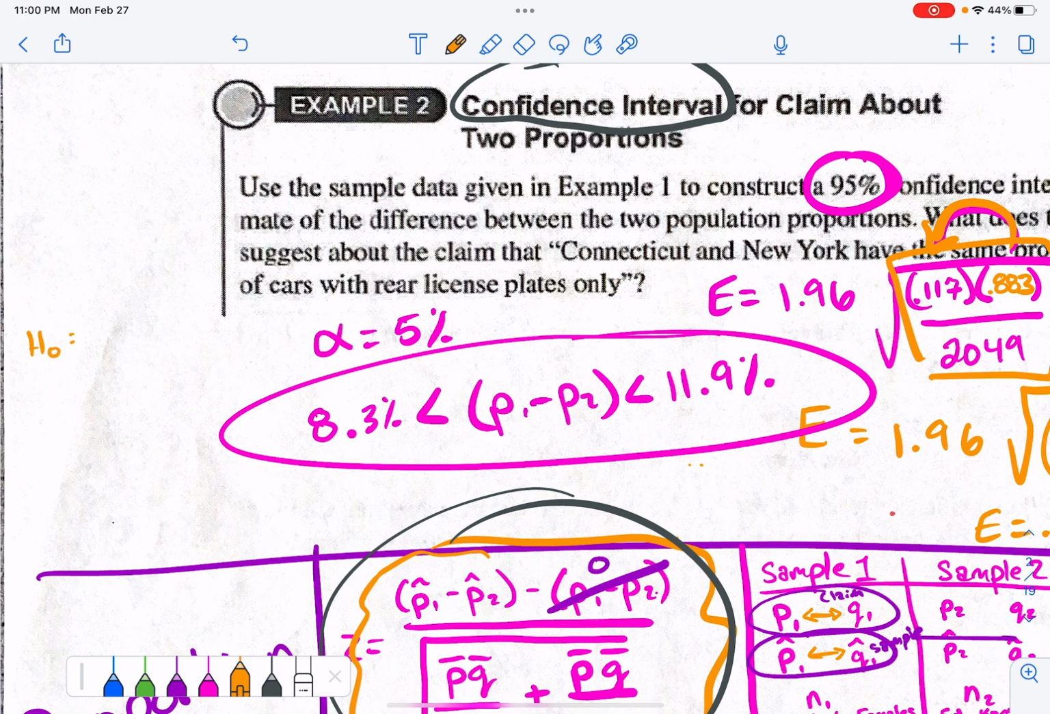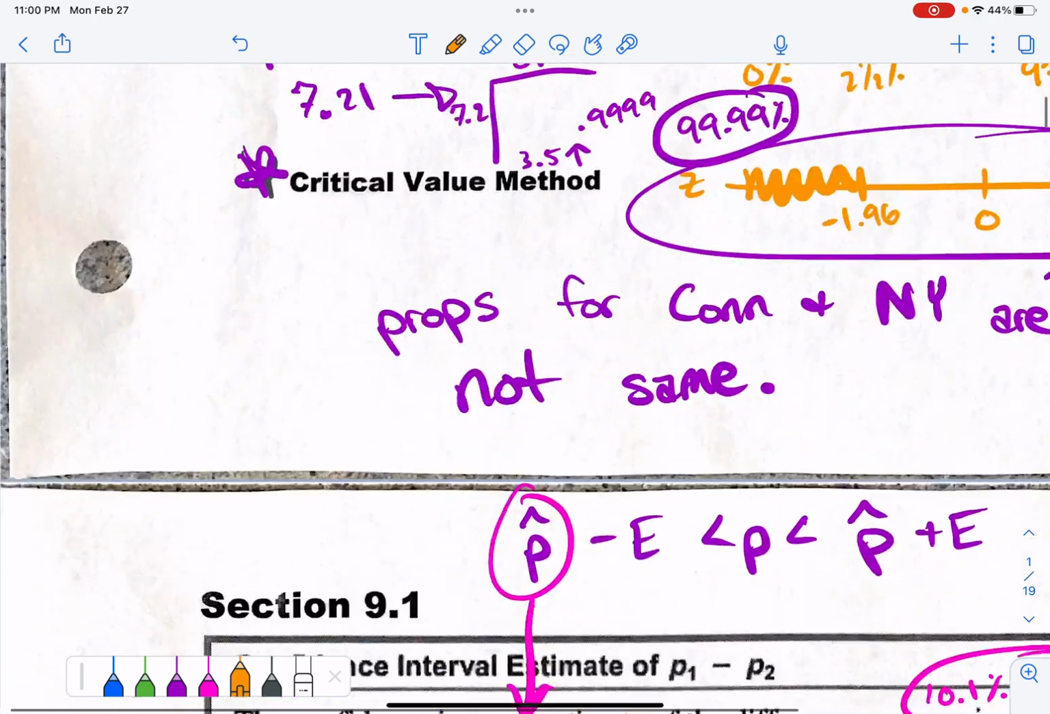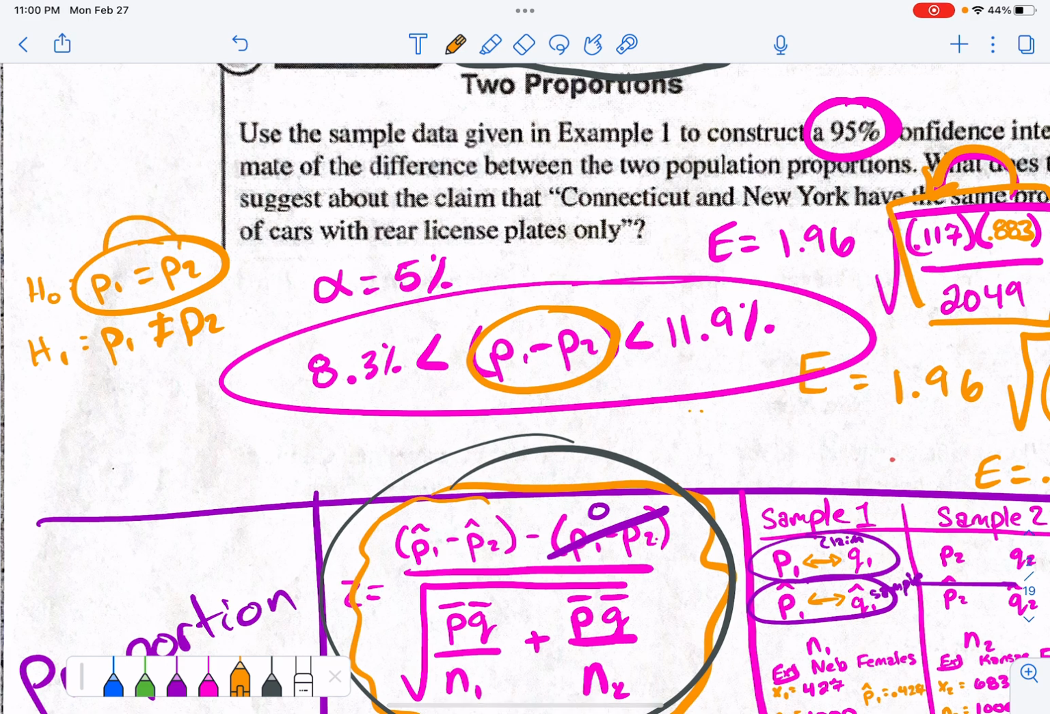We know that H naught is that p1 is equal to p2, and we know that H1 is that p1 is not equal to p2. Okay, now we should get the same result as up here, where we're going to cross off the top one. But here's how this works. If p1 equals p2, then what is p1 minus p2? It should end up being 0. So here's how we read this. Does 0 live between 8.3 and 11.9? No, that's why we're going to cross it off and we're going to circle this bottom one.